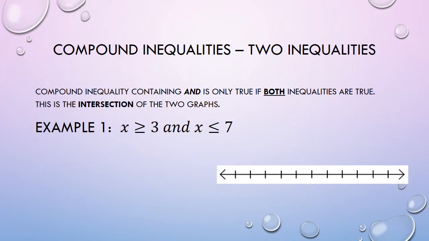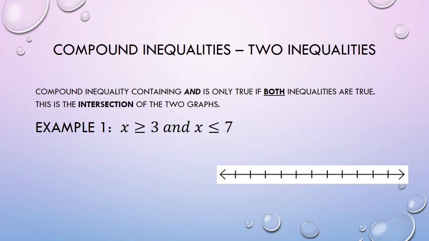Okay, so what is a compound inequality? A compound inequality just means that you have two inequalities. That's all it is. It's just two inequalities. So now you've got two different types of compound inequalities. You've got ands and you've got ors. First, going to start with and.